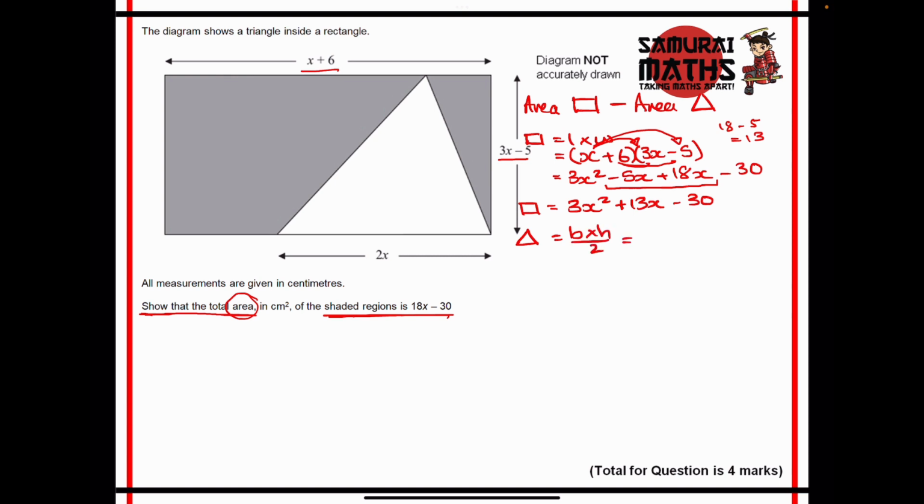So if we have a look at the triangle, here's our base, and that's 2x. We're going to times it by the height of the triangle, and we call that the perpendicular height. The perpendicular height means it's at right angles to the base. And we can see that the perpendicular height is the same as the height of the rectangle. So we can times it by 3x minus 5.